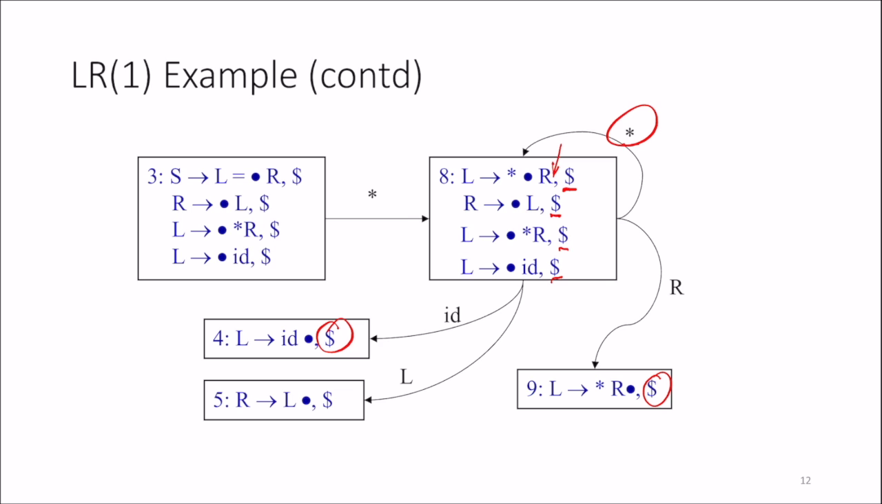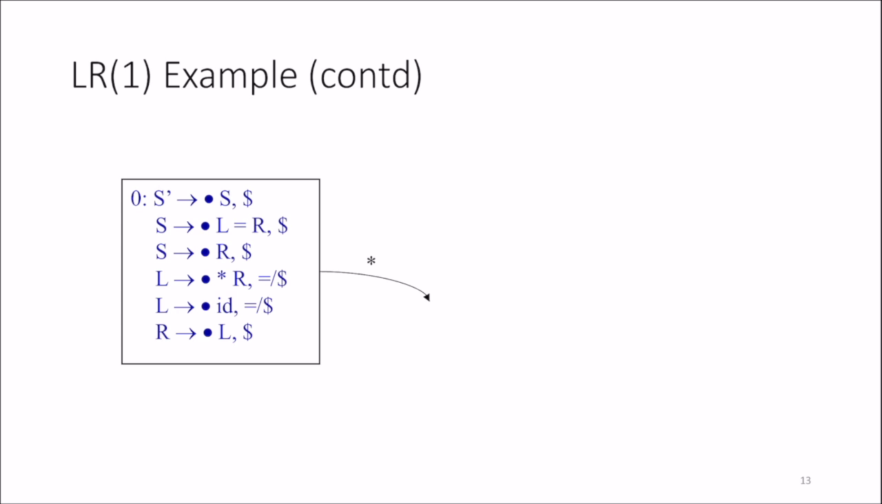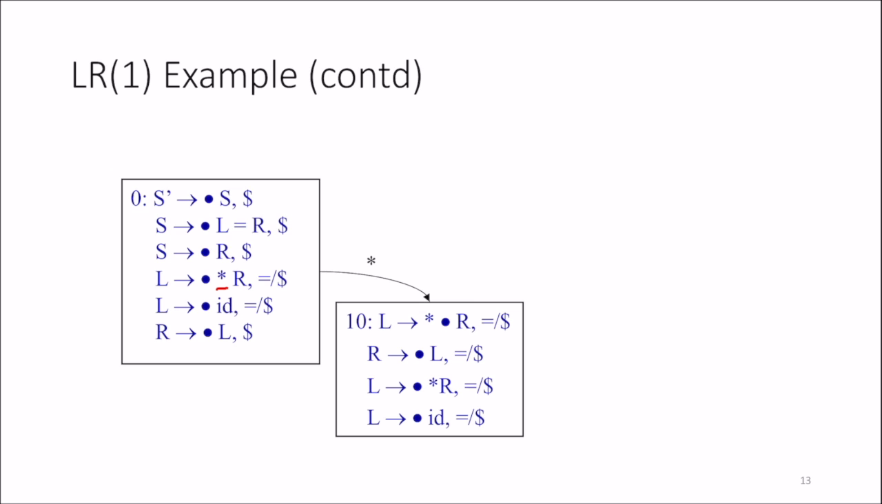And now on a star, you move the dot across the star, and you'll get exactly the same state 8 as you got from transitioning from 3 to 8. Now let's take state 0 again and move the dot across the star over here, and I get a new state this time. Notice this is different from the state I saw before because the look ahead here inherits this equal to $, right? That's inherited from state 0 from that rule. And now it's sort of copied over to each of these.